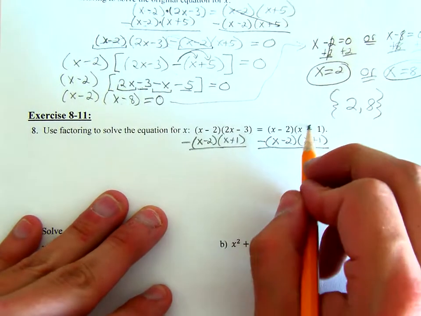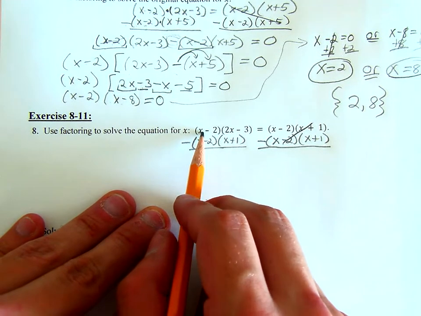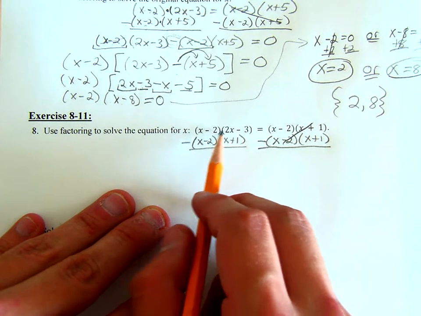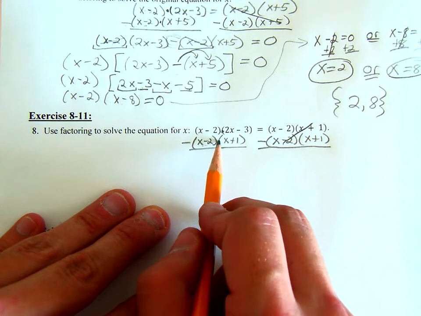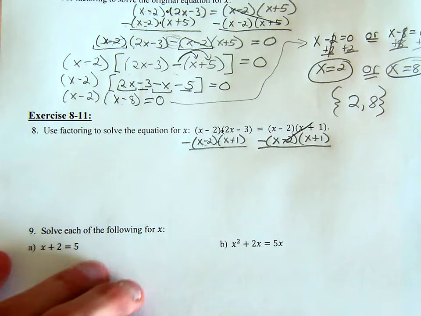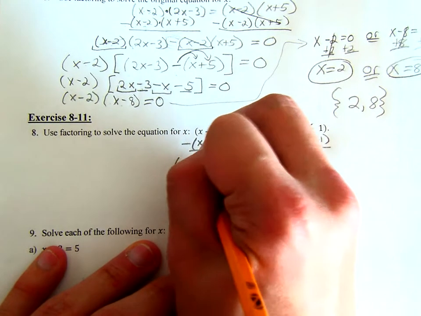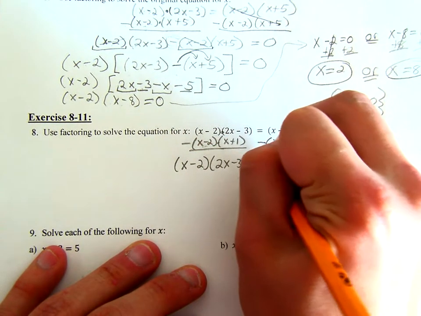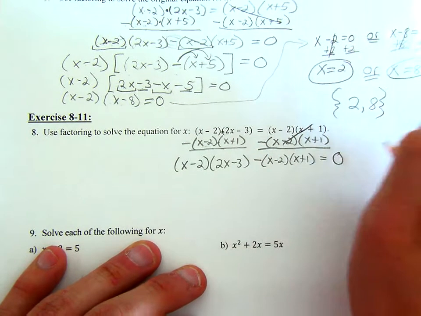And again, on the left side, this will cancel and we'll just get 0. But you have to be sure that you're not going to subtract x minus 2 minus x minus 2 to get 0. Because this x minus 2 is connected with this 2x minus 3. And this x minus 2 is connected with this x plus 1. So, what we're going to have here is our original x minus 2 times 2x minus 3 minus x minus 2 times x plus 1, and that's going to equal 0.